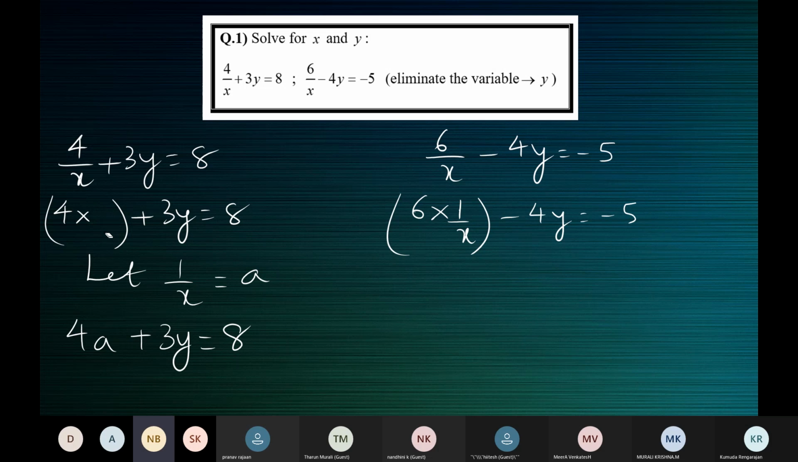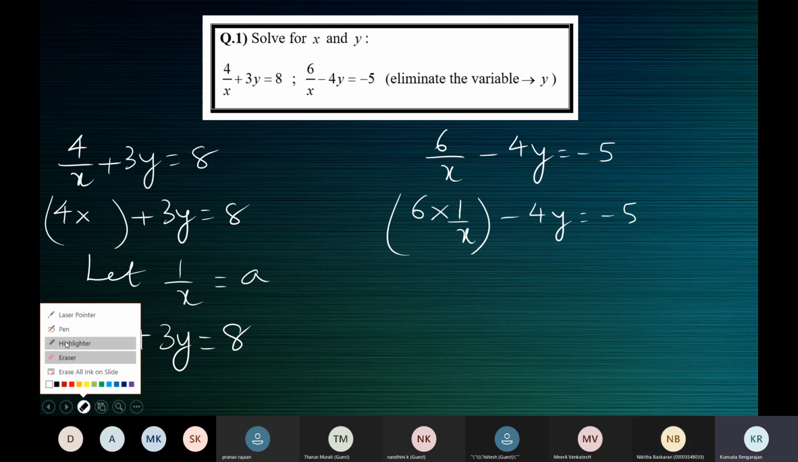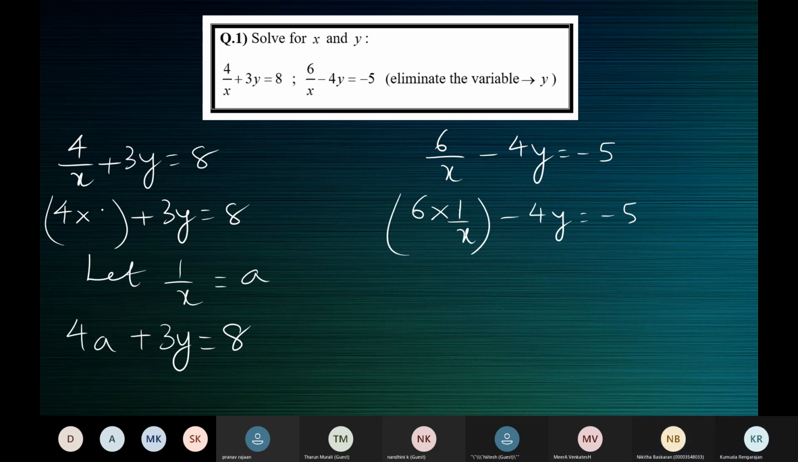Ma'am, you can repeat, ma'am. Yeah, sure. Do we understand 4 by x is 4 into 1 by x? Yes, ma'am. Okay. Now, assign 1 by x to some other variable. Let 1 by x be equal to a.